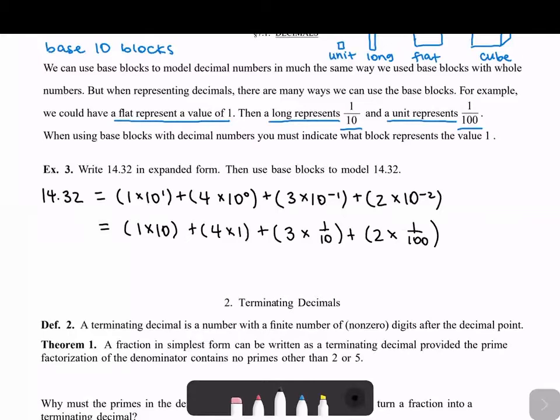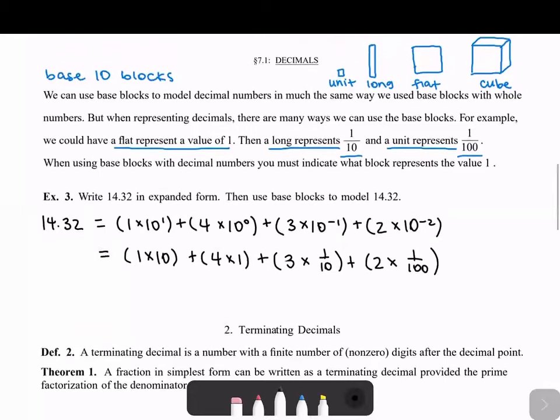Okay, so I know we don't have a lot of space, but I want to go ahead and use base blocks to model 14.32. We're always going to have our unit size represent the smallest place value that we have. So the smallest place value we have is that 2, and that 2 is in the hundredths place. And then we have 4 total place values. So this 2 is going to be 2 units.